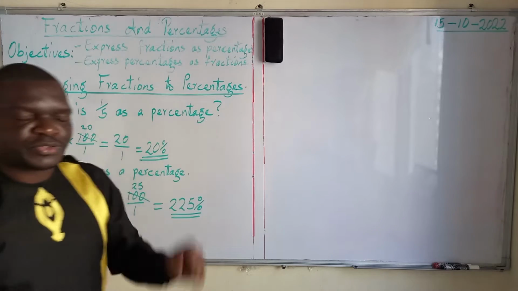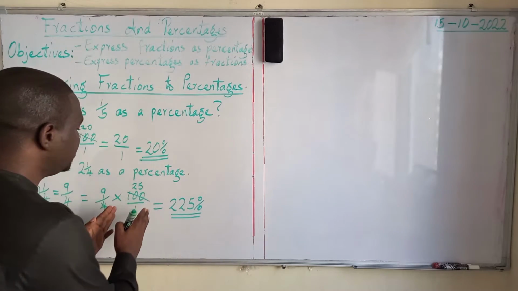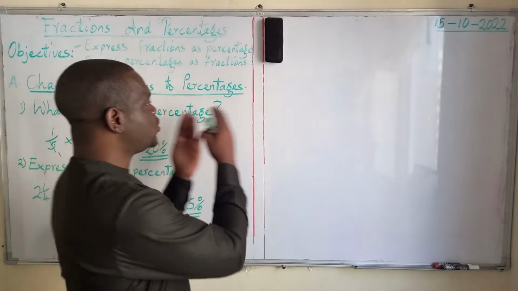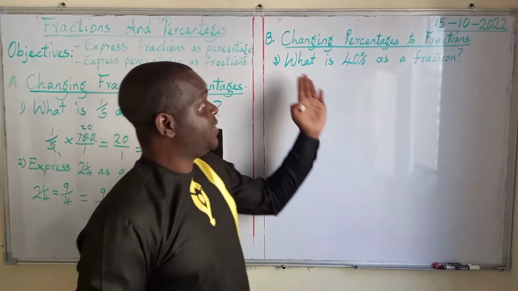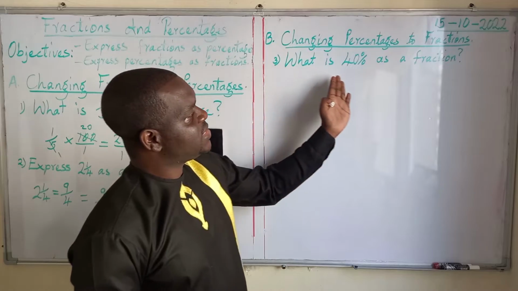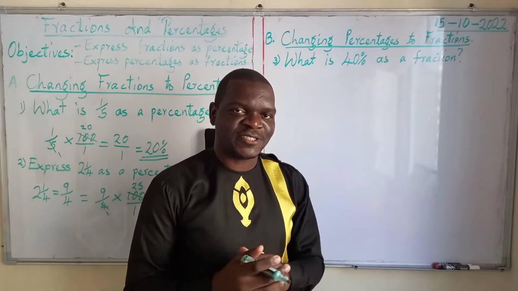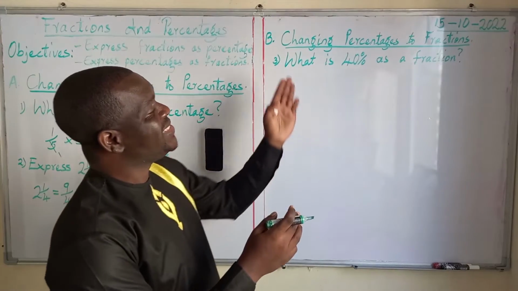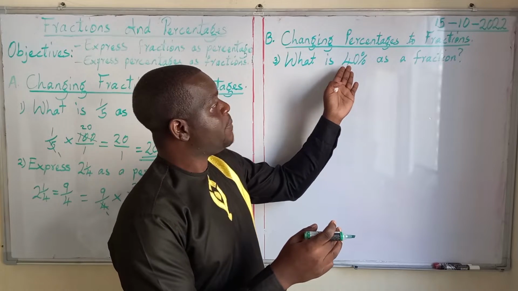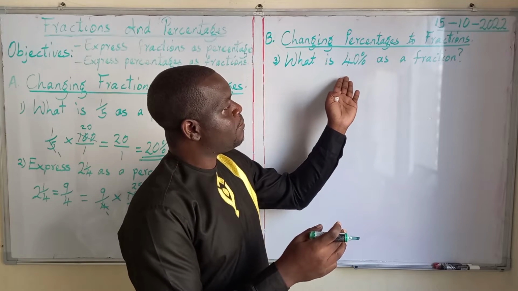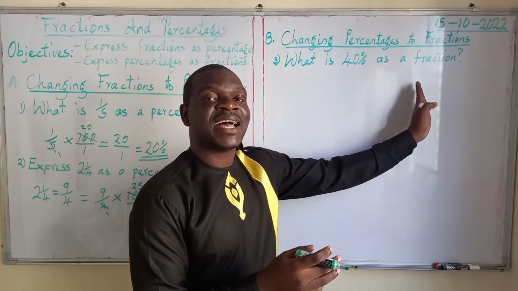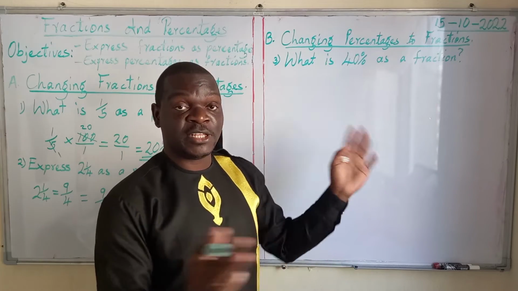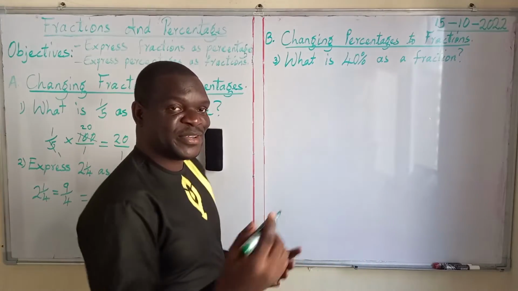Now let's move to part B, which is changing from percentages to fractions. The first question says, what is 40% as a fraction? Here, you simply take the percentage they've given you, express it over 100, simplify, and write your answer as a fraction in its lowest terms, of course, not as a vulgar fraction.